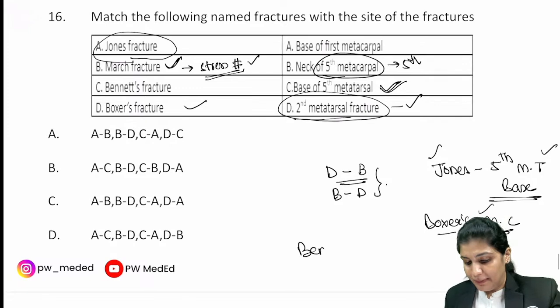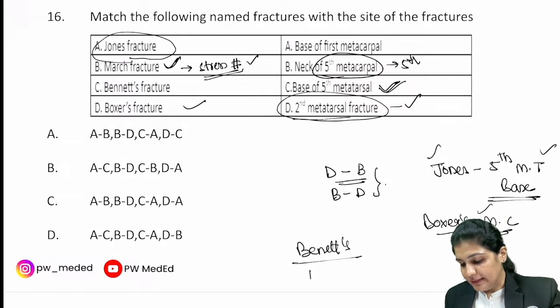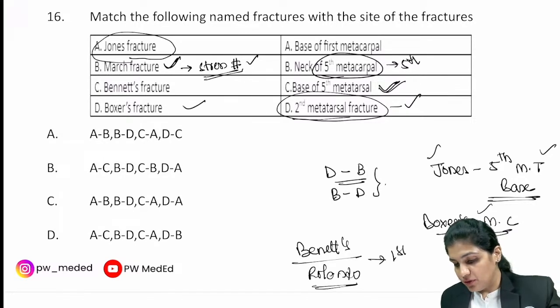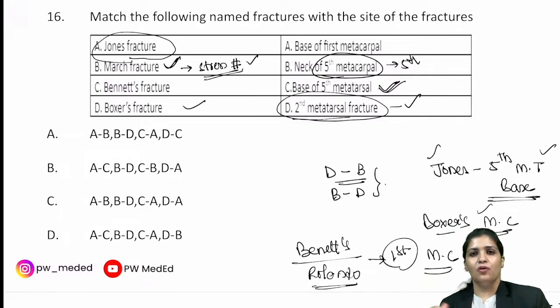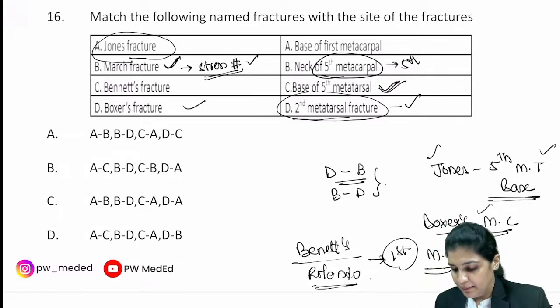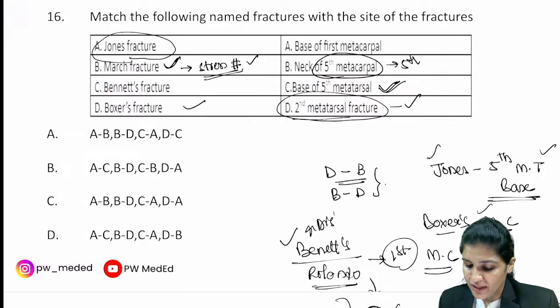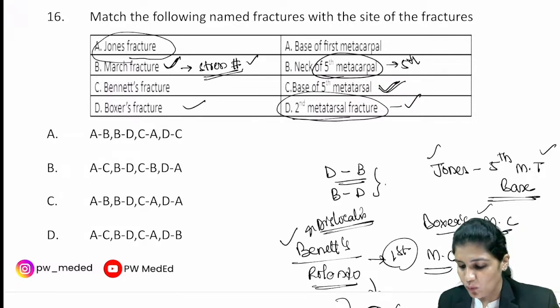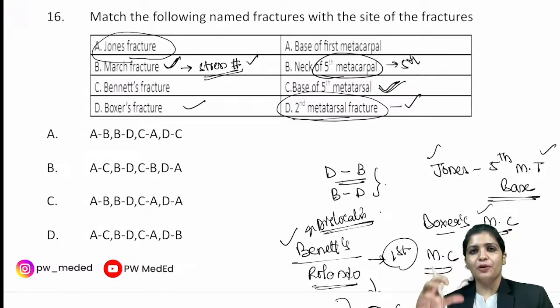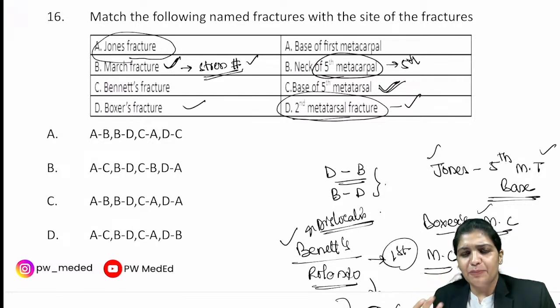And you remember the Bennett's and the Rolando. Bennett's and Rolando are mainly for your first metacarpal. So the first metacarpal joint involvement is called the Bennett's and the Rolando. In case of Rolando, it is Y-shaped, right? Both are intra-articular fractures, but the Bennett's has dislocation which is specific and it requires proper treatment for it to unite. Rolando is somewhat like a comminuted fracture, right?